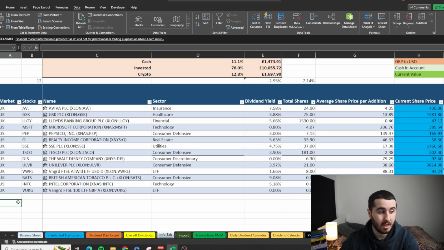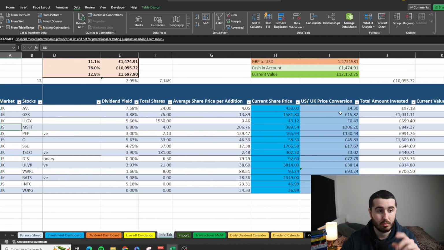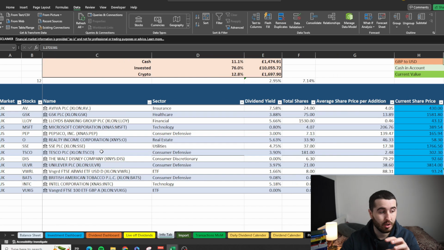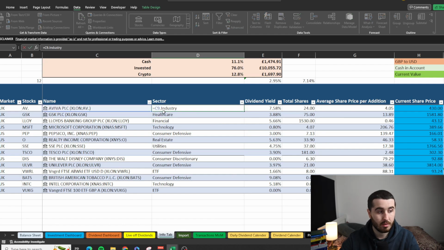Because I deal in both US and UK, I like to split them by typing in the market here. So I have the UK and US, and I use that to differentiate between dollars and pounds, and I convert it using the conversion, which again is something that you need to input, but I'll show you that. So you put the market, you put the stock ticker, and then you can use this to select the name. You need to select data types, make it a stock, and then that gives you the option to add in the price. Select your sector, which you can use as well.